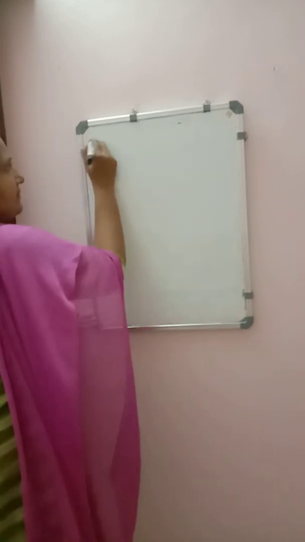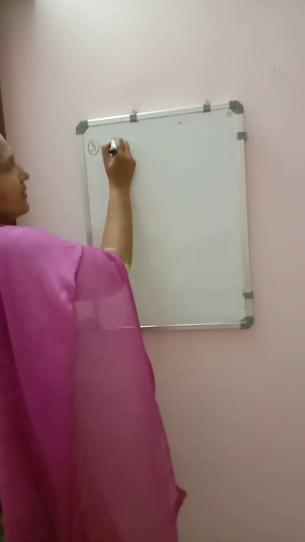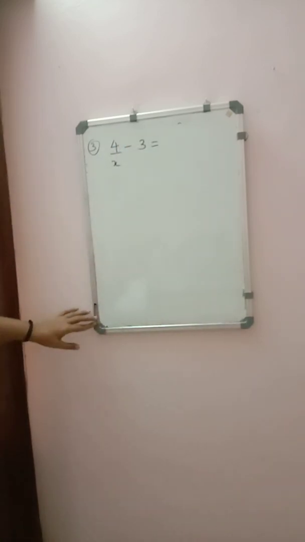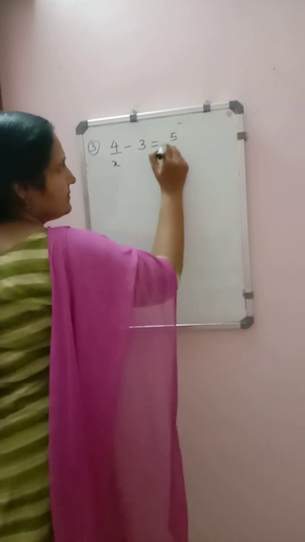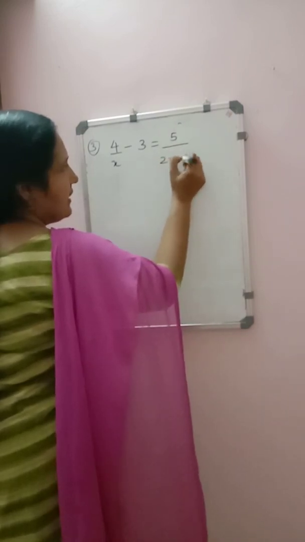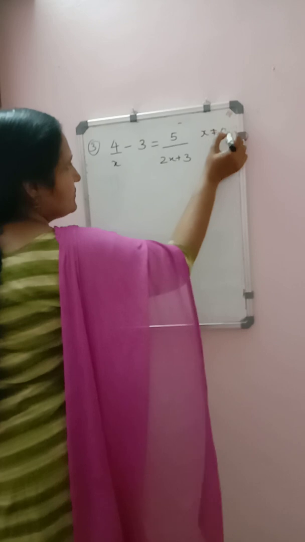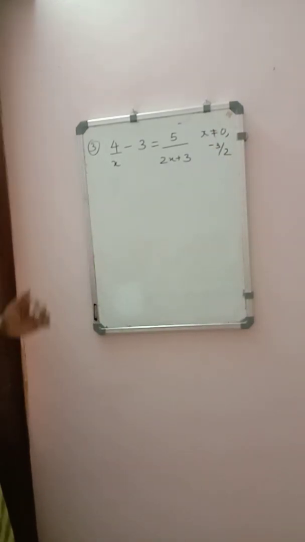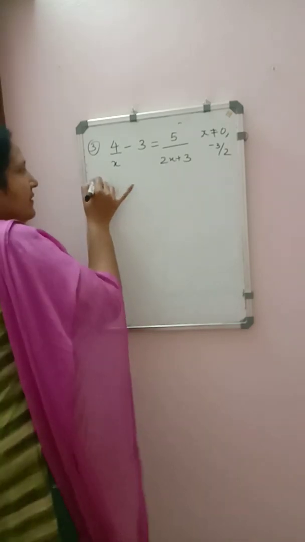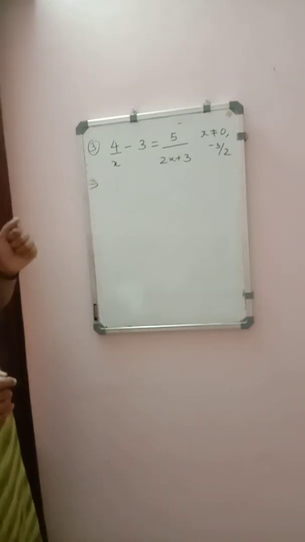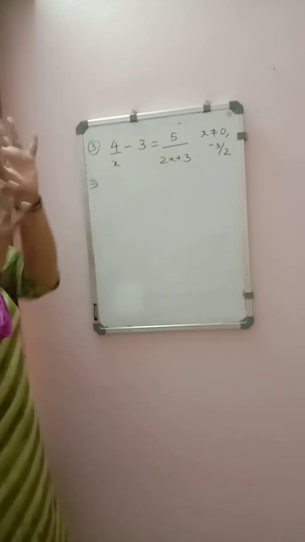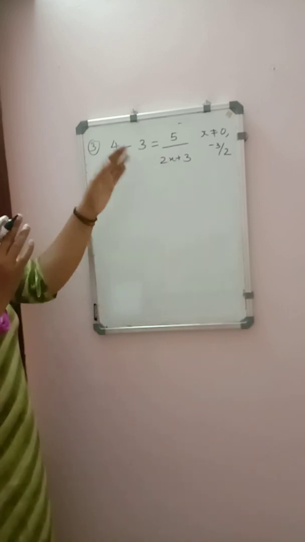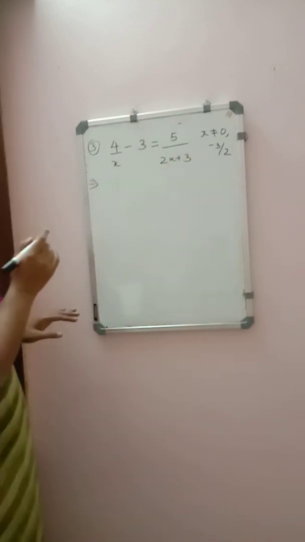Third question. 4 by x minus 3 is equal to 5 by 2x plus 3. Again condition given, x not equal to 0 and minus 3 by 2. So if you want to make the calculation easy, we can shift that expression in which x is there to the same side there. So 5 by 2x plus 3 we can shift to left hand side and minus 3 we can shift to right hand side.